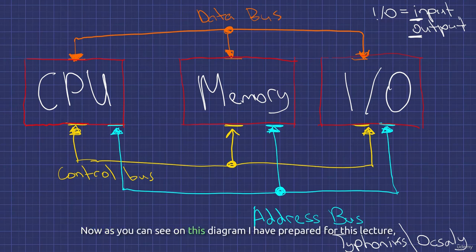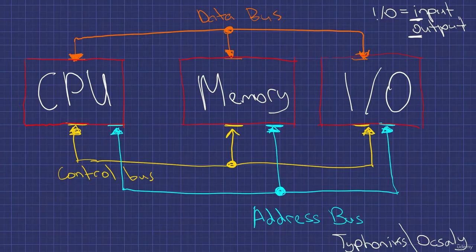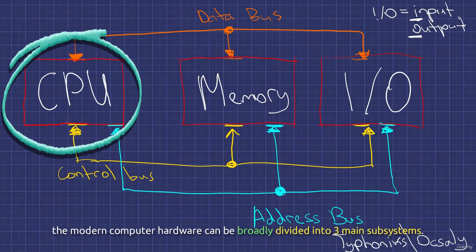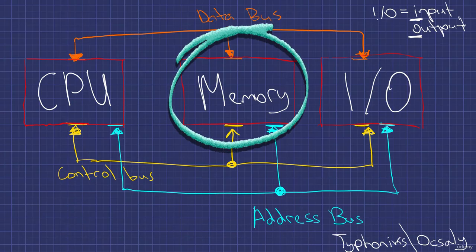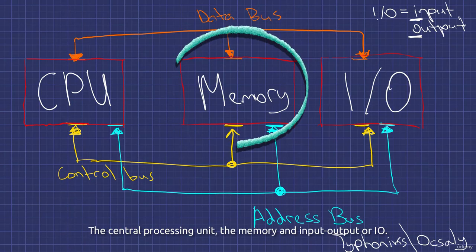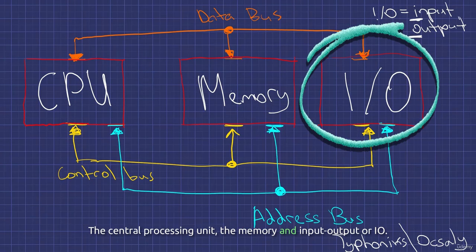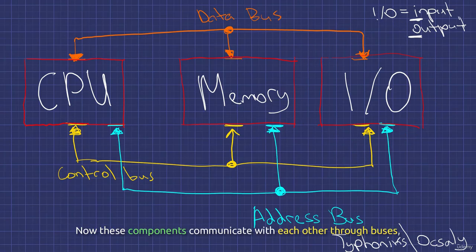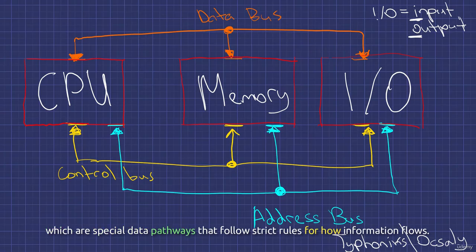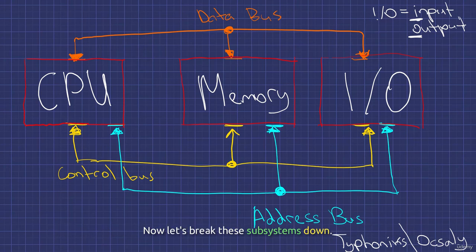Now, as you can see on this diagram I have prepared for this lecture, modern computer hardware can be broadly divided into three main subsystems: the central processing unit, the memory, and input-output, or I/O. These components communicate with each other through buses, which are special data pathways that follow strict rules for how information flows. Now, let's break these subsystems down.